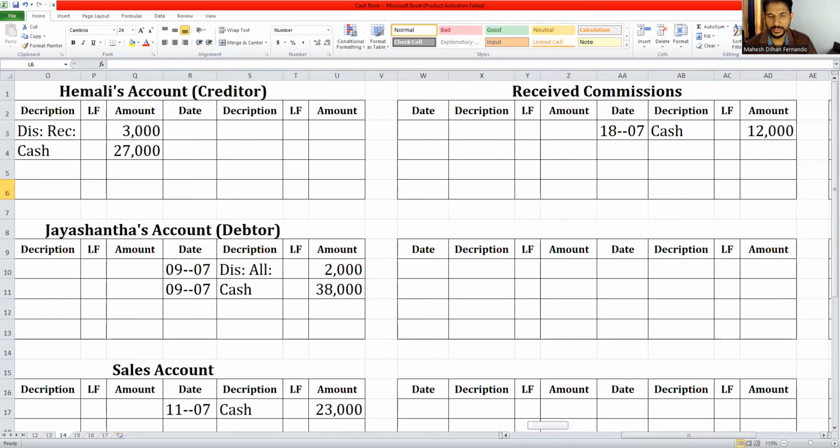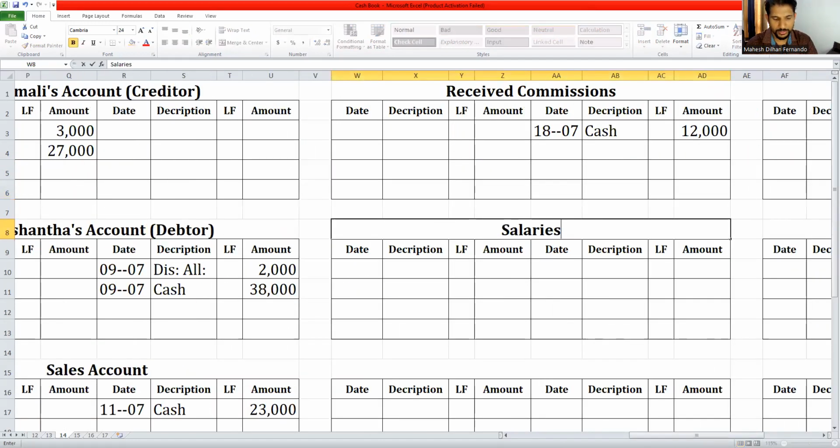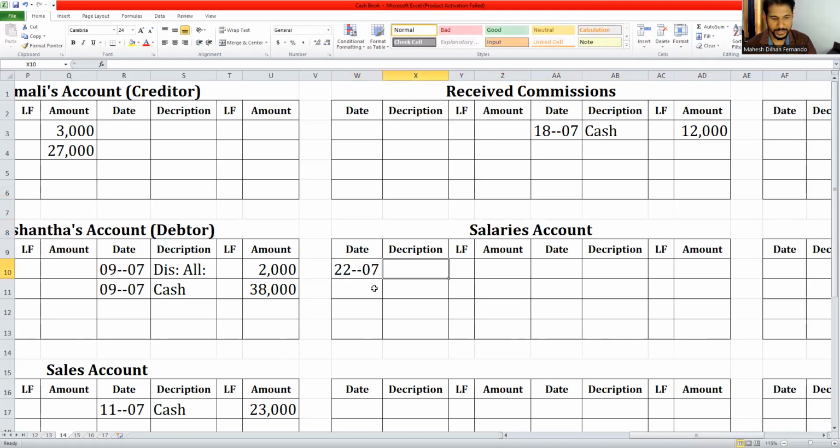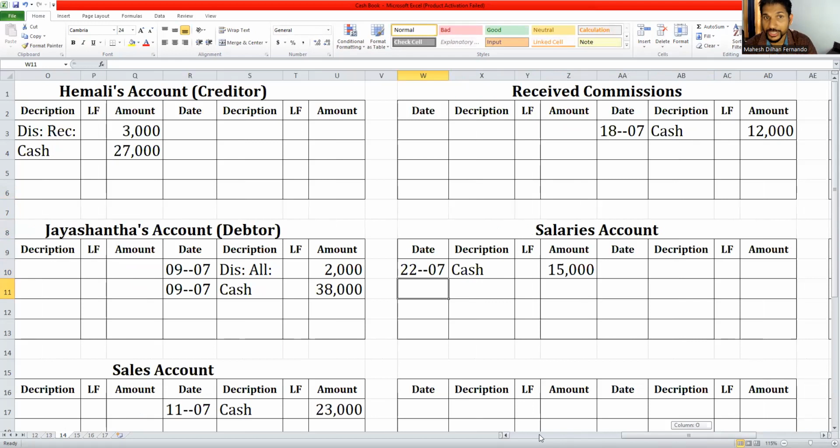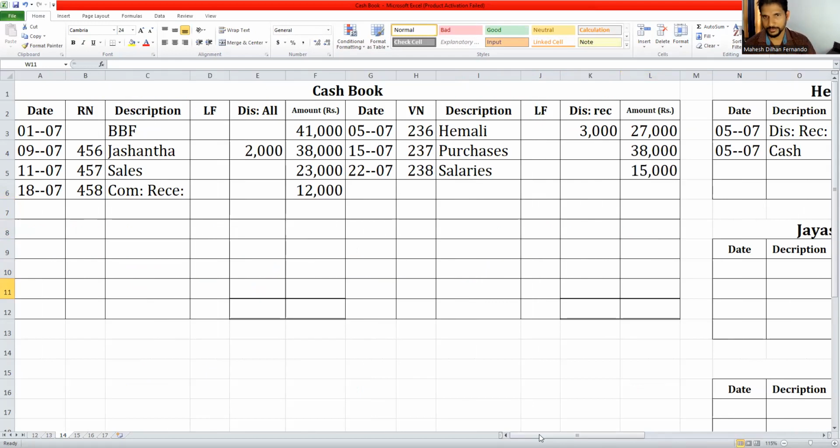And this is the salaries account, which is an expense, right? The date is 22nd of July, right? Cash amount is 15,000. Salaries account debit and cash credit, cash book credit. Okay? Good.